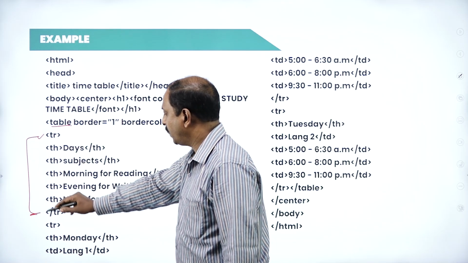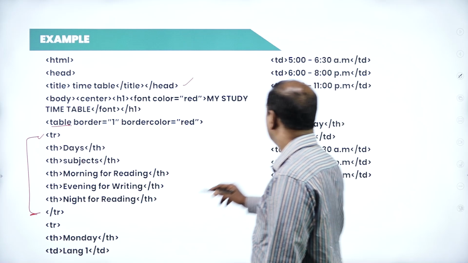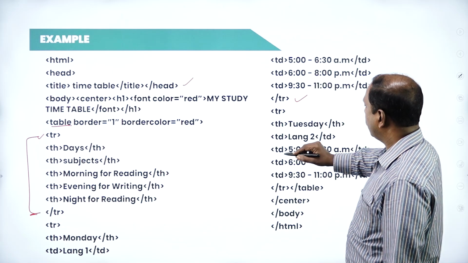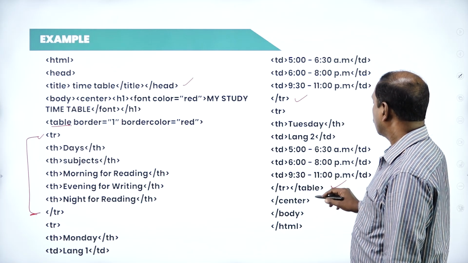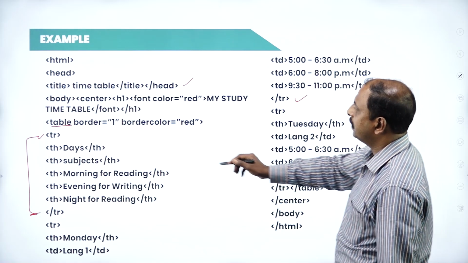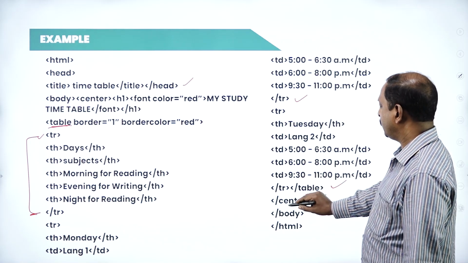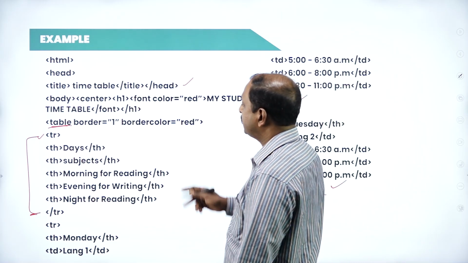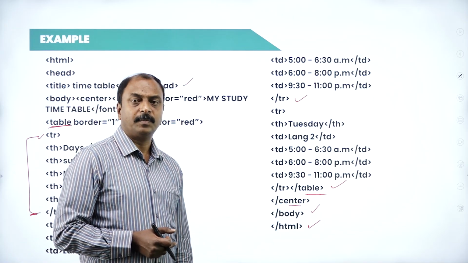So this is how to use the TR tag in a table. If you want one more row, open one more TR tag, write all the details, close the TR tag. This ends the second row. Then again this is row number 3. After row number 3, we close this TR tag. Then we have to close the table tag. Then we close center, close the body, close the HTML tag. So this is a simple example showing how to use the table tag in HTML.